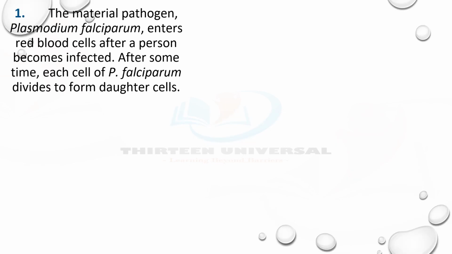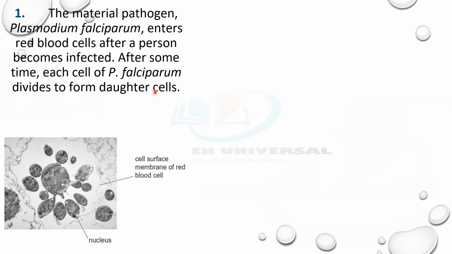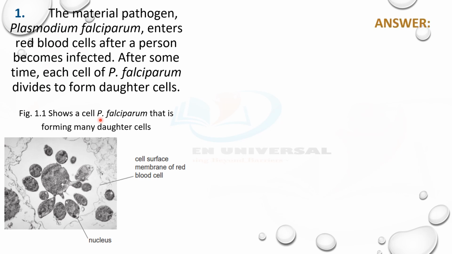Now look at the first question. It says the malaria, that's not material, it's a typographical error. The malaria pathogen, Plasmodium falciparum, enters red blood cells after a person becomes infected. After some time, each cell of P. falciparum divides to form daughter cells. You can see that, okay, it's forming daughter cells here. All right. Okay, let's go on. Figure 1.1 shows a cell of P. falciparum that is forming many daughter cells. Okay, now let's go to the question.